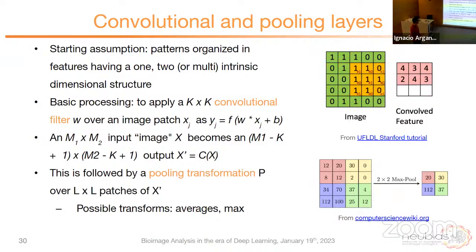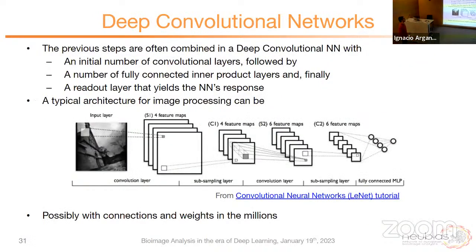Okay, so this is important because it's the basis of what we call deep convolutional networks. We basically stack convolutional filters and then subsampling layers. So we go iteratively creating features at different scales until we reach a point where everything is so summarized that we just have a vector. Okay, and when we have a vector, we can just plug in a typical multi-layer perceptron.